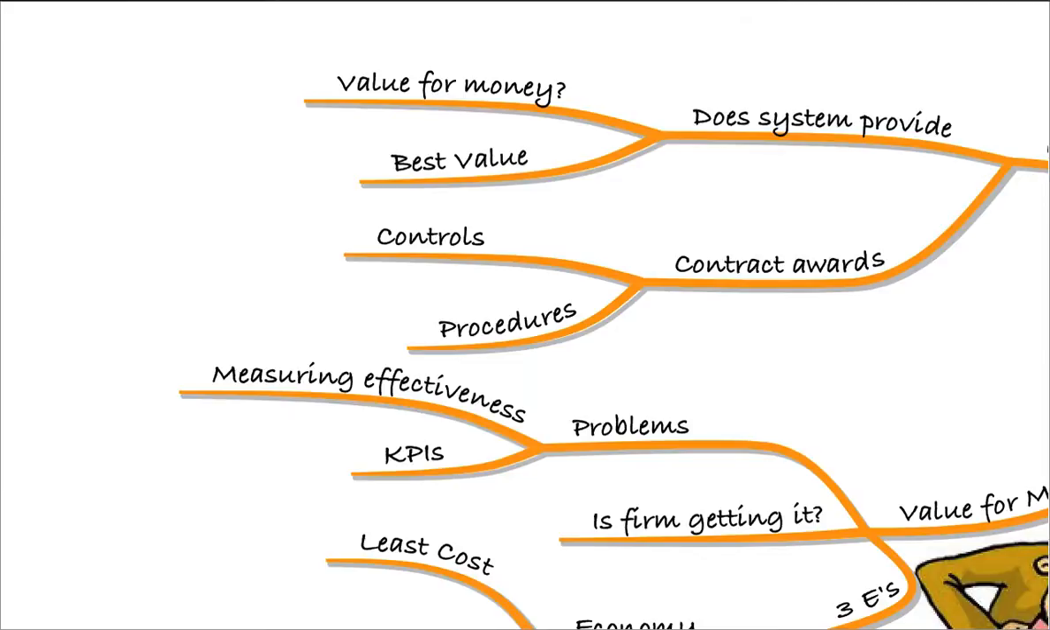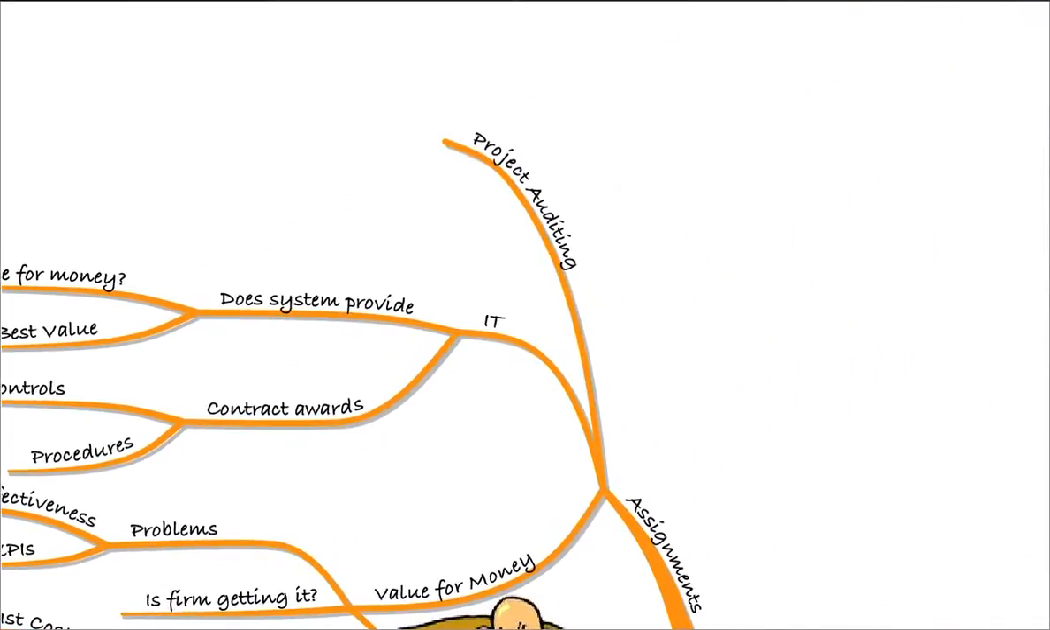Looking at the actual system first of all to see if it provides value for money, the 3 E's. And then looking at the award of contracts for IT to make sure that the controls and procedures are sufficient. Another area that internal audit could look at is projects. They could undertake project audits.